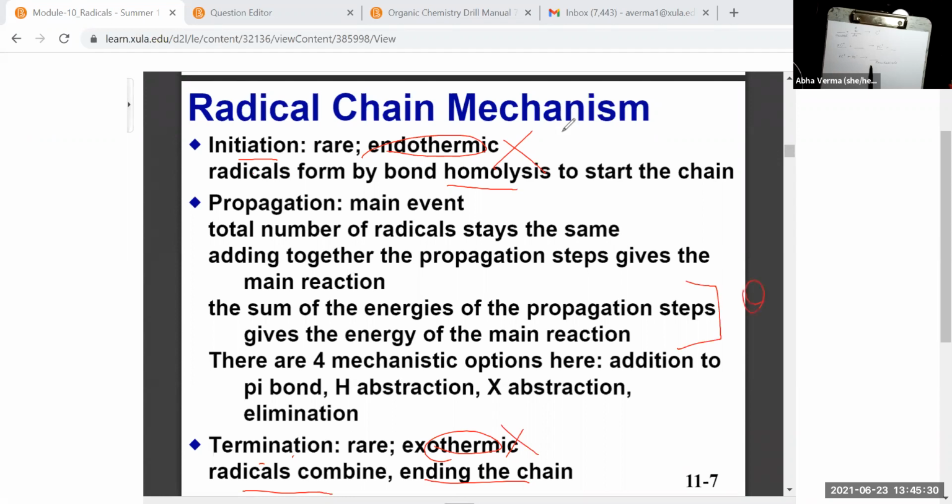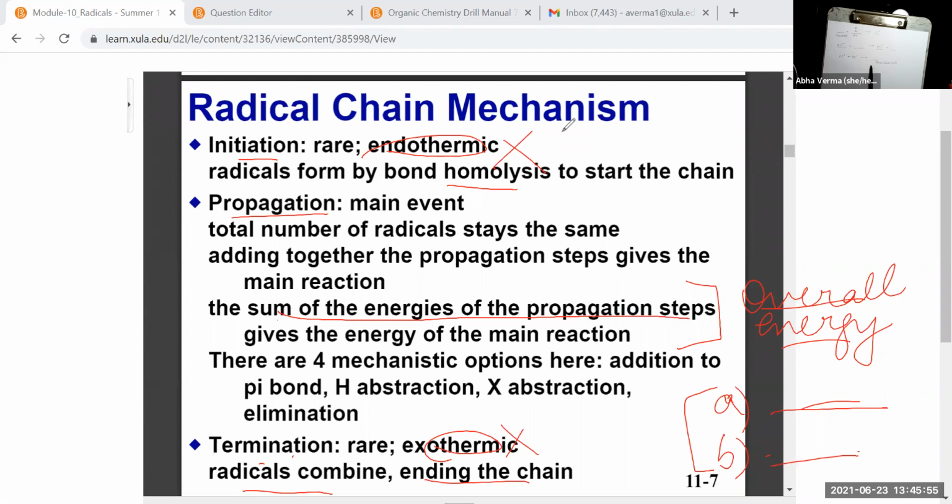The overall energy of the reaction comes from the propagation steps. So there might be a few propagation steps, A, B, or whatever, and then you add them all together to give you the overall energy. For each reaction, you have some energy. So the sum of the energy of all the propagation steps gives you the energy of the main reaction. Total number of radicals stays the same to begin with and to end with.